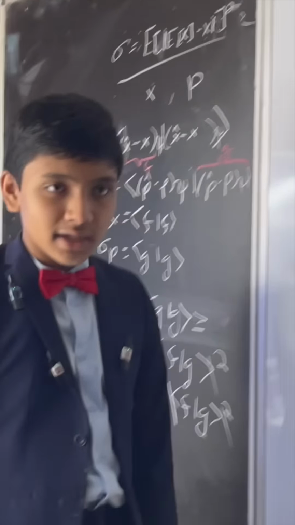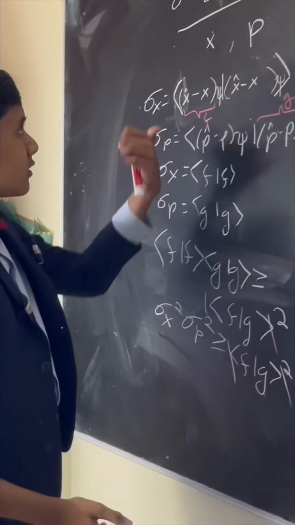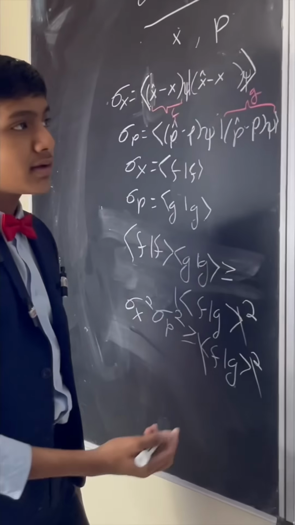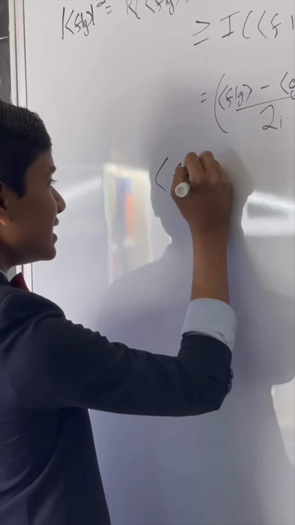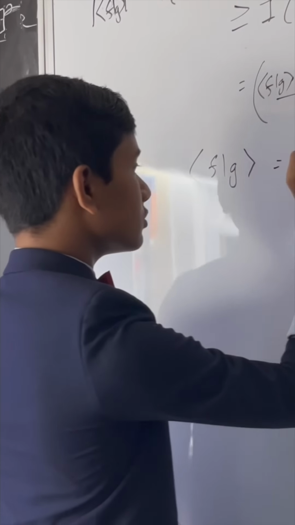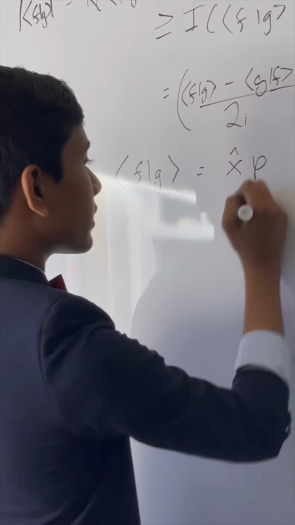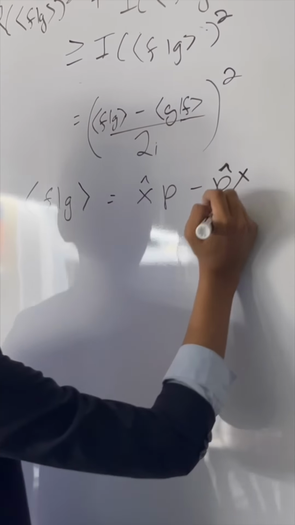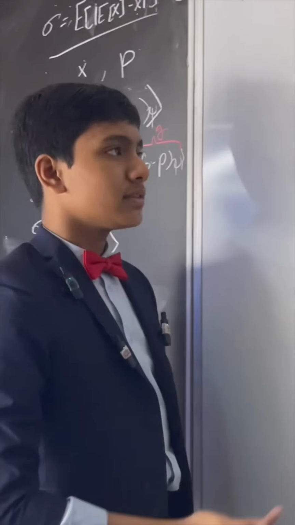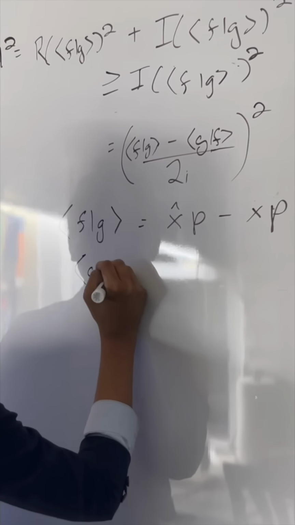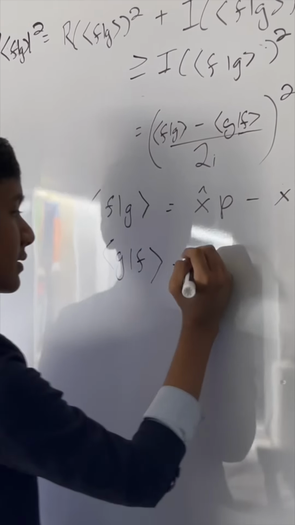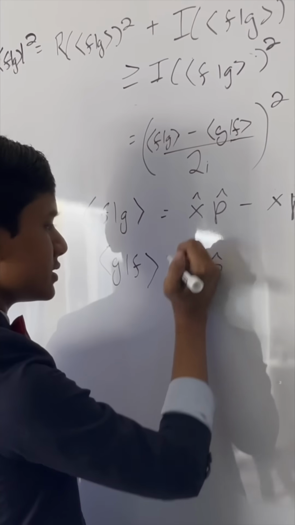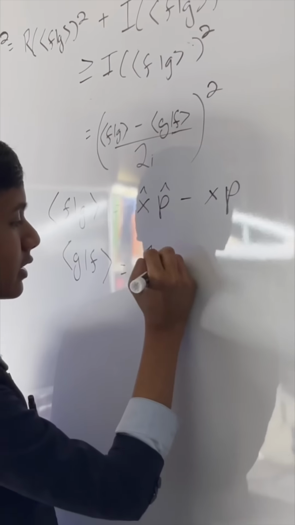And now here's the nice part. Because of the way f is shaped, its inner product with g is going to be equal to the x operator multiplied by p minus the p operator multiplied by x, that's the commutator. And if we just reflect these, you get position multiplied by... actually no, I think this should be this way and this should be that way.